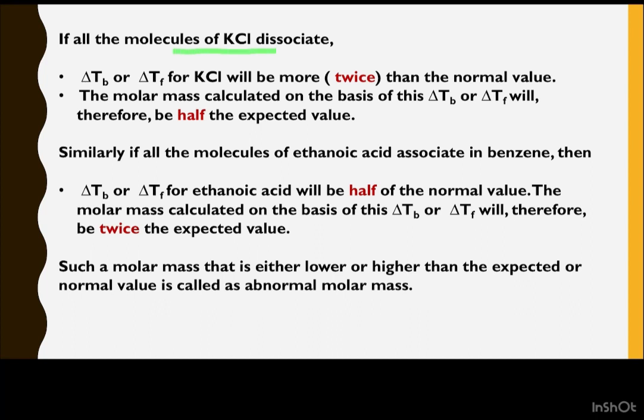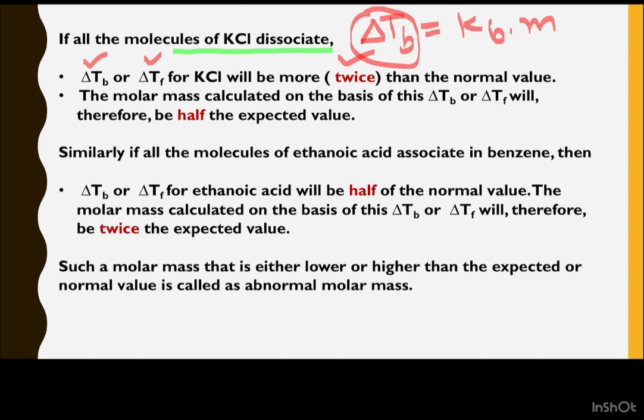Okay, so let's understand it in more detail. If all the molecules of KCl that I start with dissociate in the solution, expecting 100% dissociation because it's a strong electrolyte, then the value of change in boiling temperature, change in freezing temperature of the solution will be more than the expected value. Delta TB is equal to Kb into molality. Right. This value, if it is twice the expected, and the molar mass, if I calculate it on the basis of this value, that molar mass will be half of the expected value.